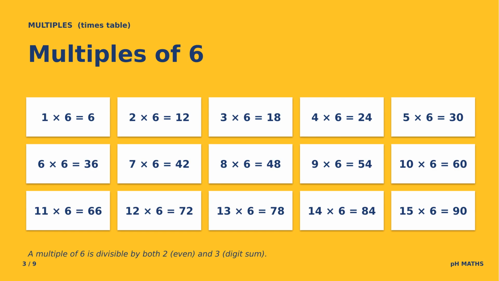Let's look at the times table and multiples of 6. 6, 12, 18, 24, 30, 36, 42, 48, 54, 60. The divisibility test for 6 combines two rules. A number divides by 6 if it's even, and its digit sum divides by 3. Both conditions, not either. So 126, even. The digit sum of 126 equals 9. 9 divides by 3, yes. 125 is odd, no. 2 tests, 1 answer.